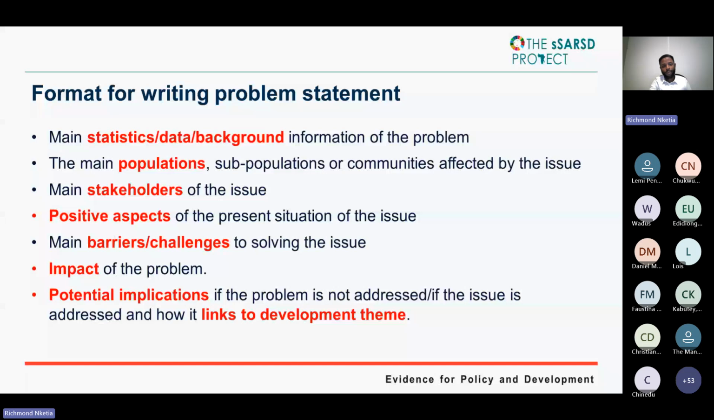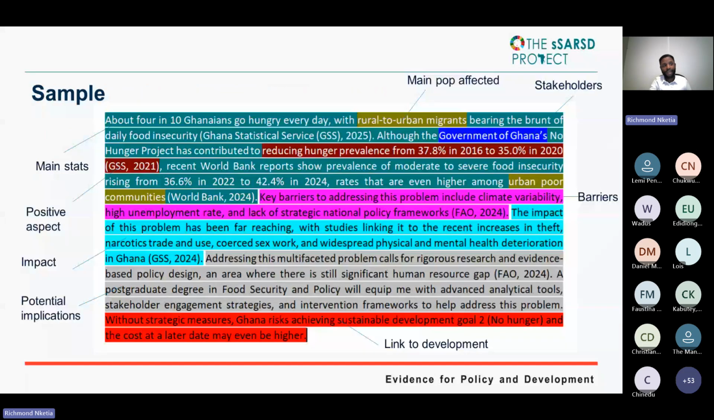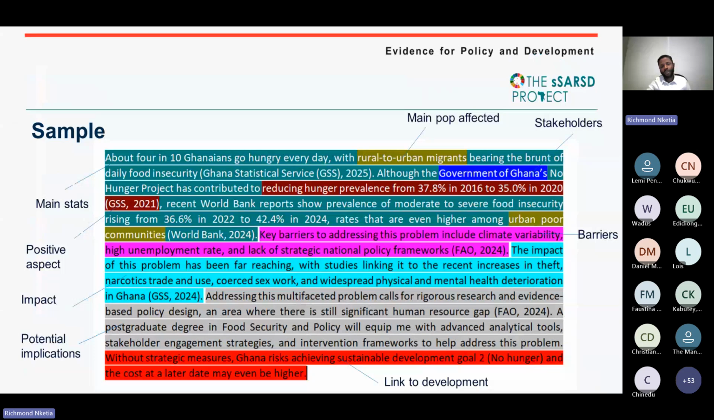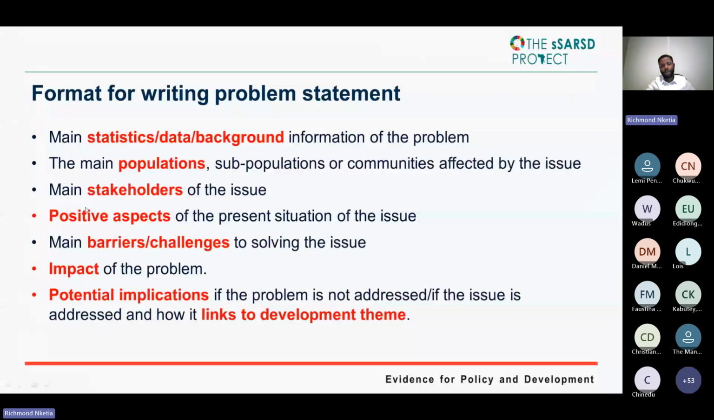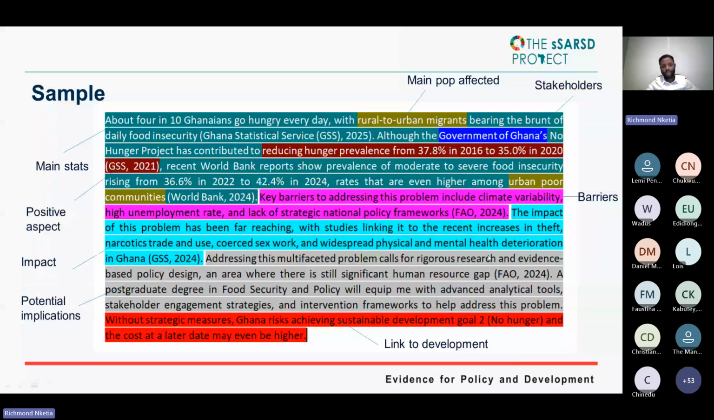So this is a sample I provide using hunger as my main issue. I have broken it down into these 7 sub areas, and I've colored them accordingly. I was speaking about hunger. So about 4 in 10 Ghanaians go hungry every day, with rural-urban migrants bearing the brunt, or the highest burden, of daily food insecurity. So about 4 in 10 is the statistic. Rural to urban migrants are the main population affected by the issue.